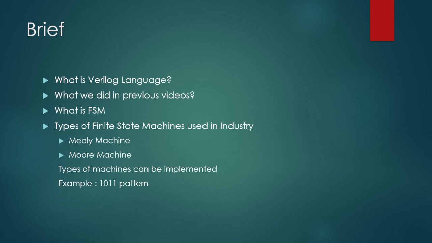States. Definition: distinct conditions or configurations that describe the system at any given time. Example: in a traffic light controller, the states might be green, yellow, and red. Input alphabet. Definition: the set of all possible inputs that can affect state transitions. Example: in a vending machine FSM, inputs might include coin insertion, selection buttons, or a cancel command.